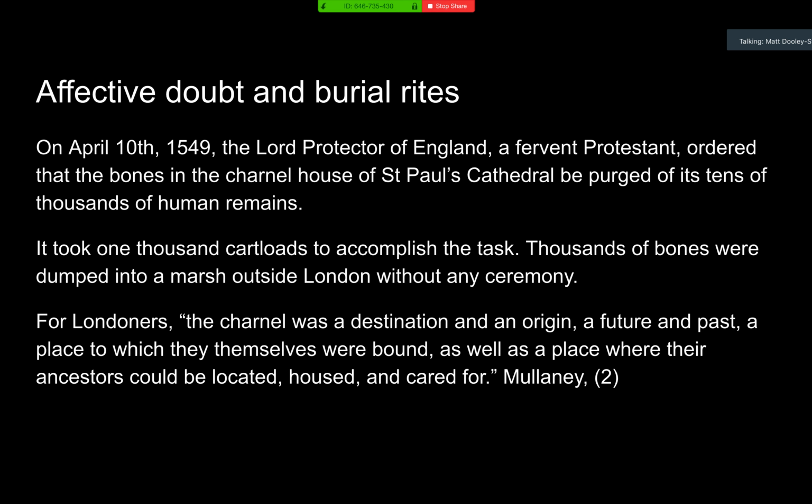This is one very specific example of a traumatic event that I think really shook the core of Elizabethan society. This was in 1549, so before the reign of Queen Elizabeth.